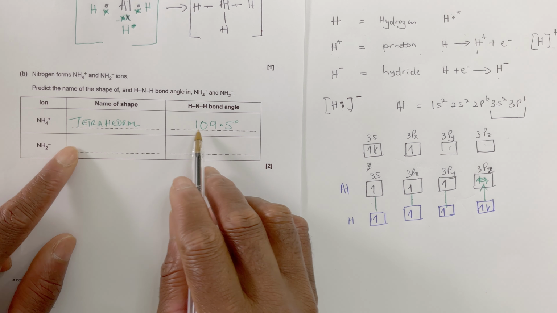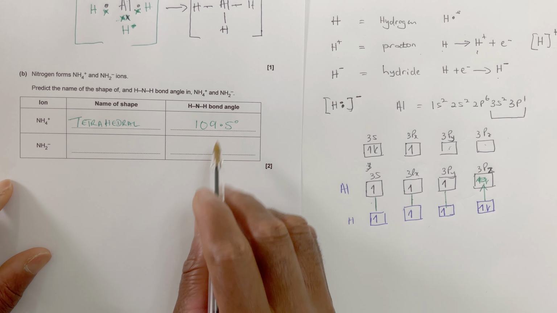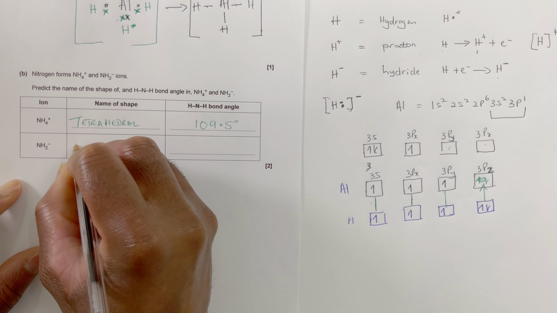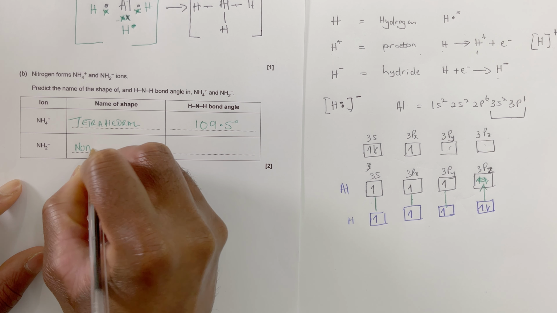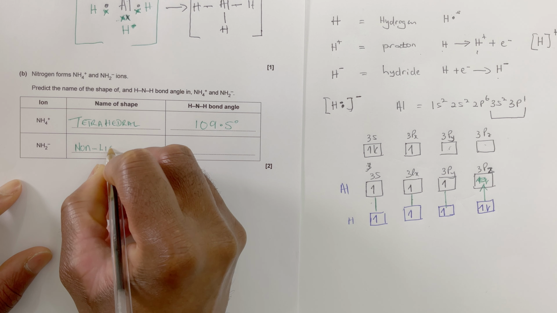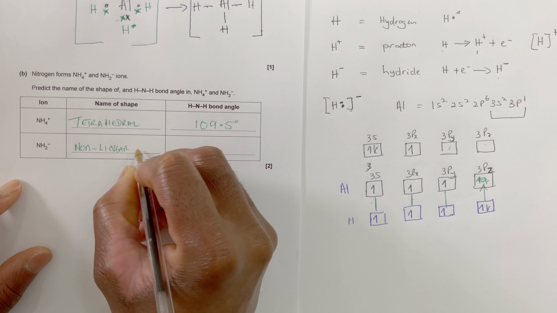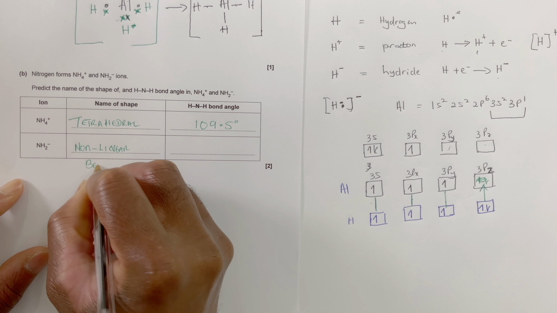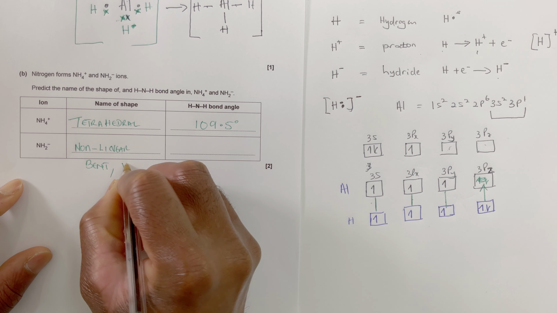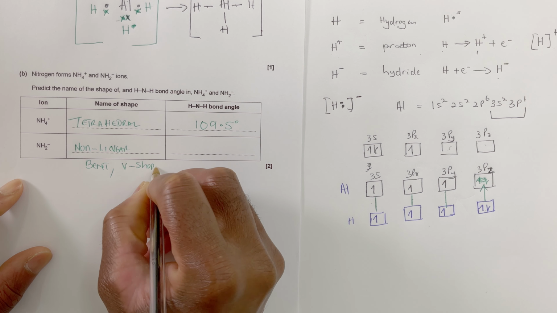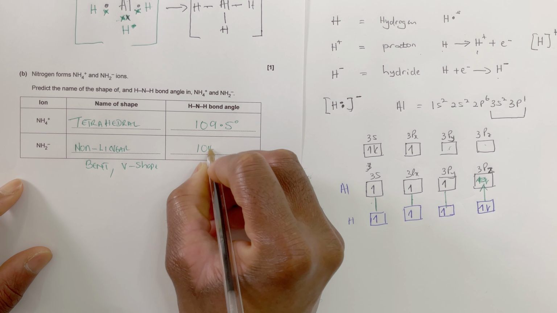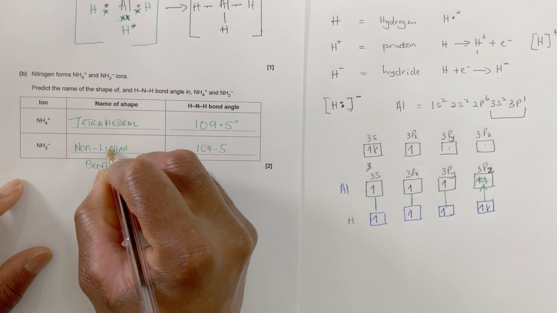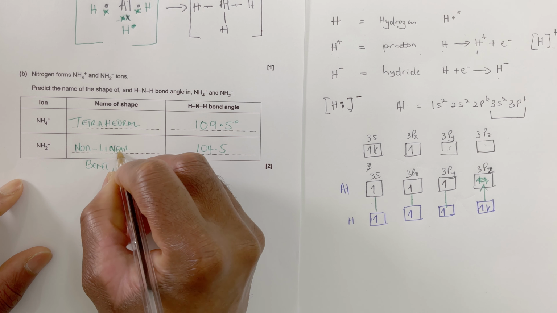Ammonium is similar to aluminium because it's got 4 bonds here. That one is tetrahedral 109.5, and this one is non-linear. So you can say non-linear, or you can call it bent or V shape. And the bond angle is 104.5. That's similar to water. So that's linear, non-linear.